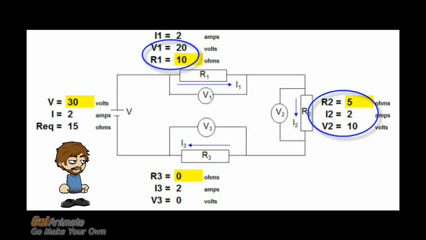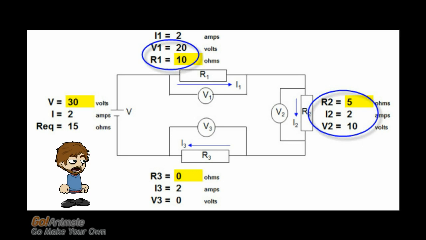This circuit only has two devices. Notice that resistor number 1 is twice as much as resistor number 2. Now notice that the voltage for resistor number 1 is also twice as much as the voltage for resistor number 2. The combined voltage is still 30 volts, which is what the battery is applying.